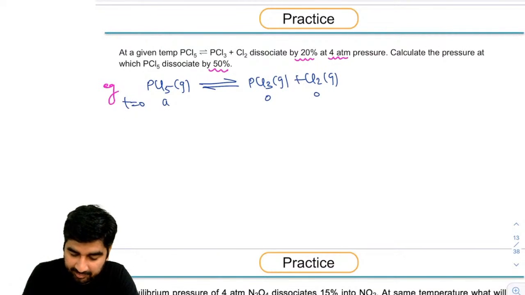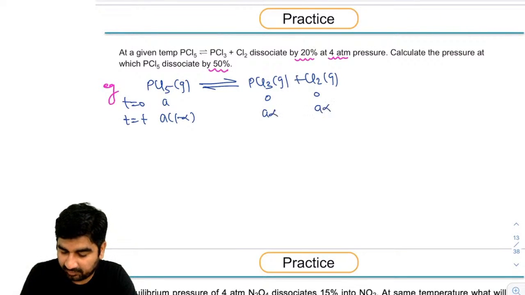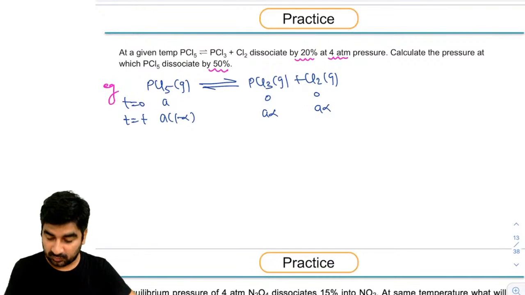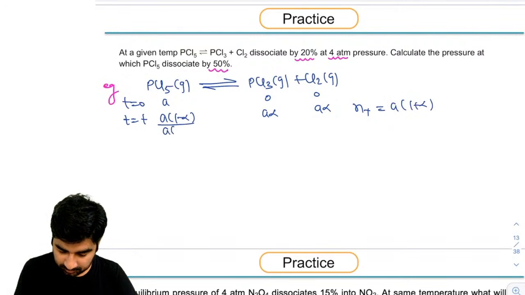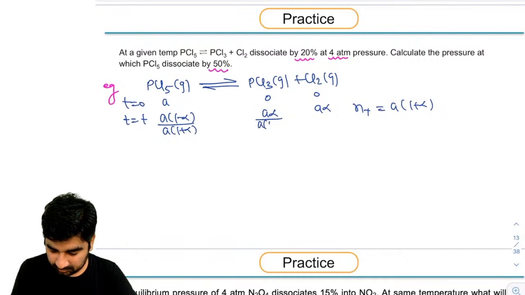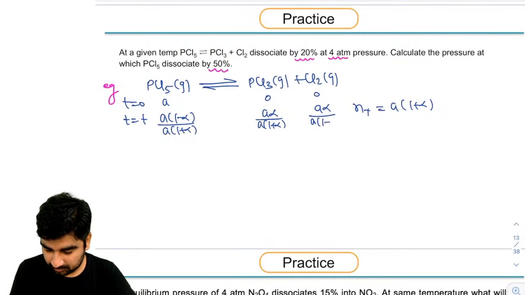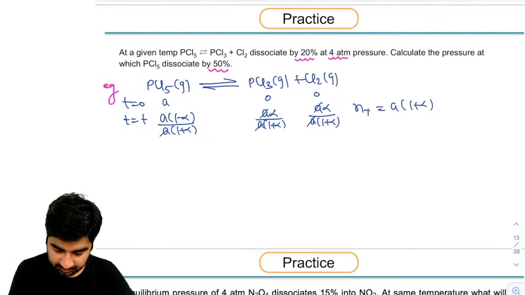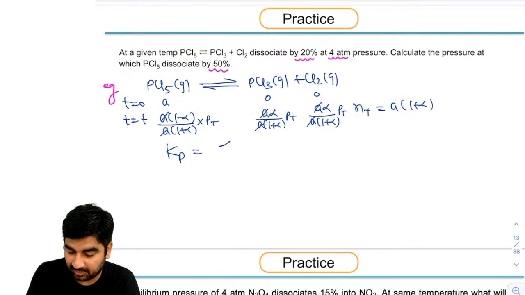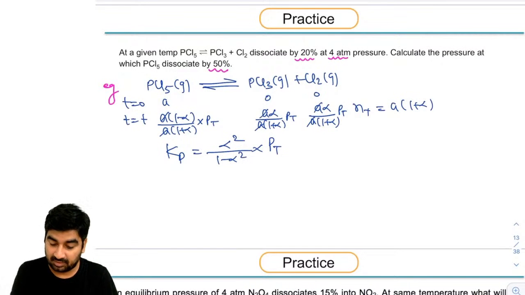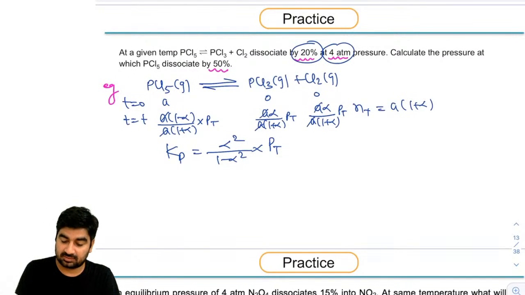A, and after time t it will be A alpha and A alpha. Okay, so what will be the total moles here? Cancel it into P total. Now if you write the expression for Kp, it will be alpha square over 1 minus alpha square into P total. So guys, here alpha initially was 0.2 and P total is given.